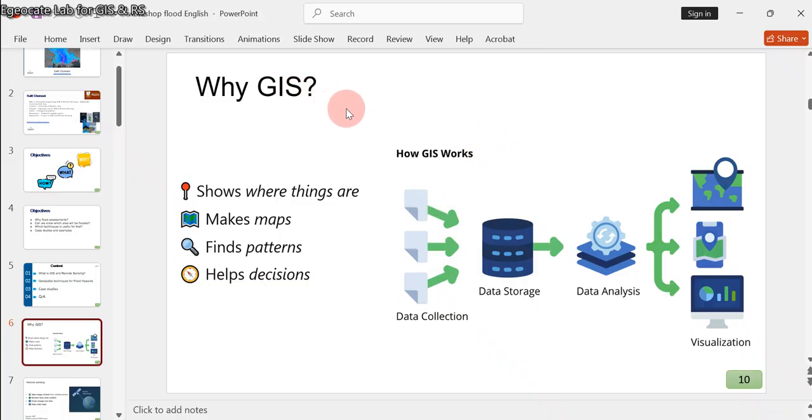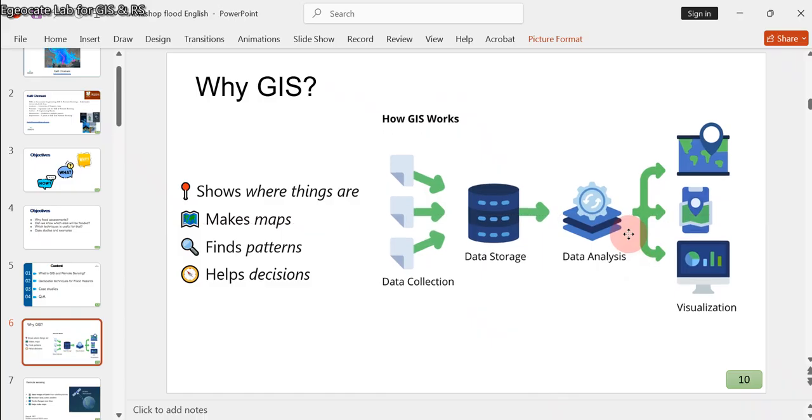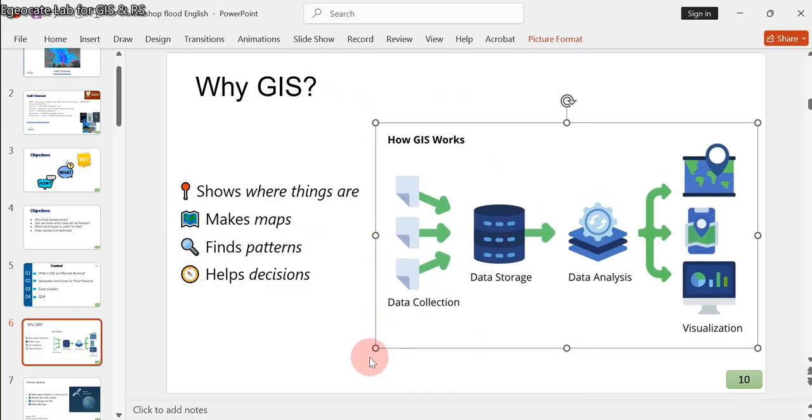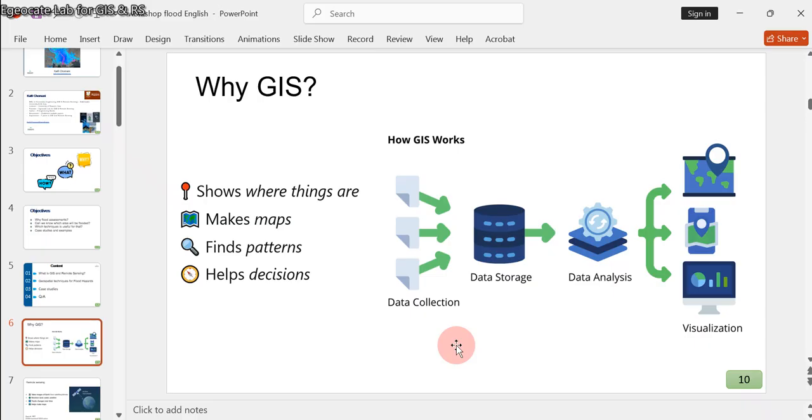GIS is software actually. There are multiple software packages that you can use for analysis, data collection, creating maps, managing data, analyzing data, and visualizing data. But the most known and popular ones are ArcGIS, for example ArcGIS Pro, which is created by Esri, or QGIS, or other platforms that you can use for these purposes.